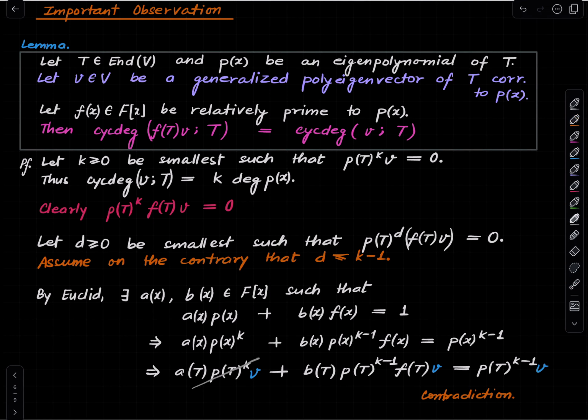So this was 0, that was 0. And therefore, the right side is 0, but the right side being 0 gives a contradiction to the very assumption on the non-negative integer k.